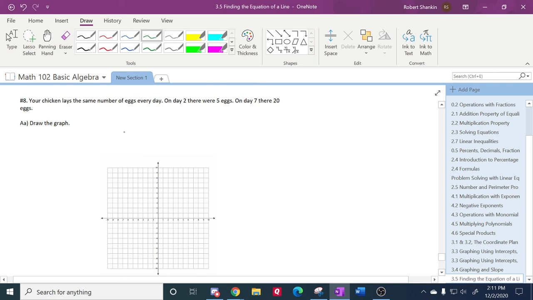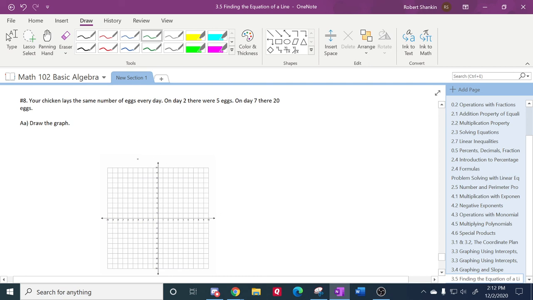Your chicken lays the same number of eggs every day. On day 2, there were 5 eggs. On day 7, there are 20 eggs. Draw a graph. First thing I have to do is decide what goes on the x-axis.